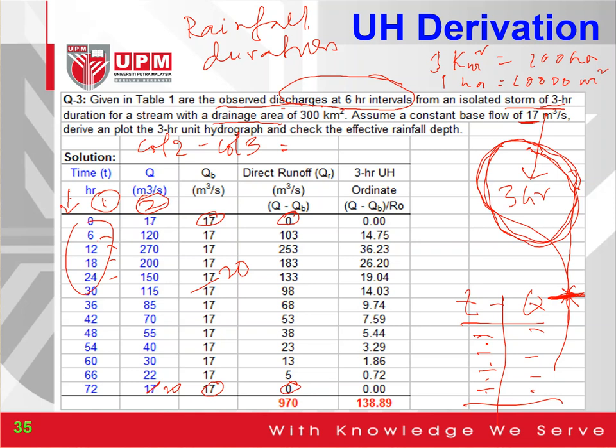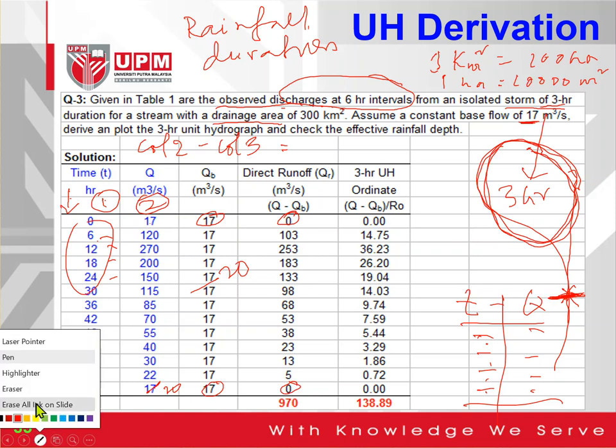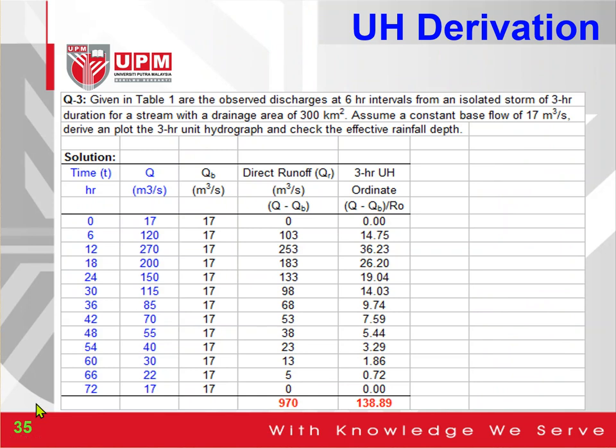And then the question asks to derive the unit hydrograph. First I will explain how to derive the unit hydrograph for the same duration. Same duration means the rainfall was 3 hours. Rainfall 3 hours, so we produce the unit hydrograph of 3 hours, same duration.